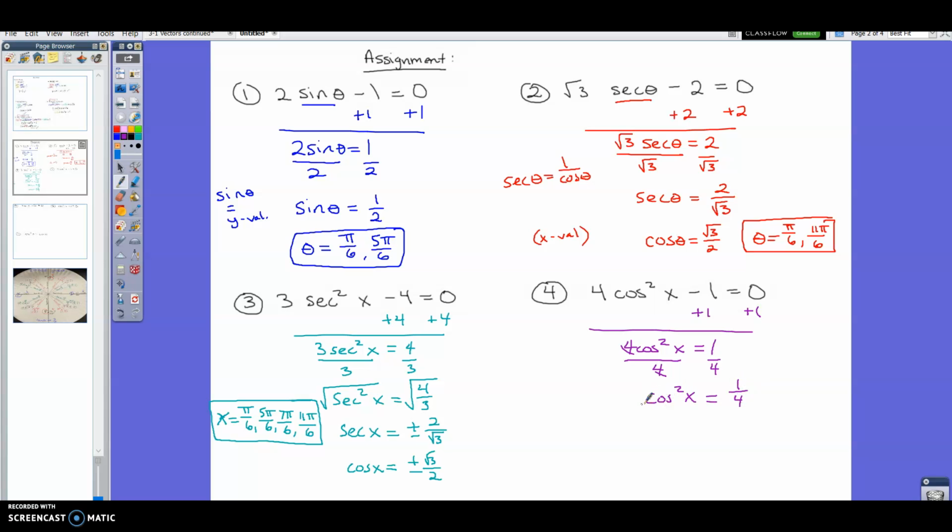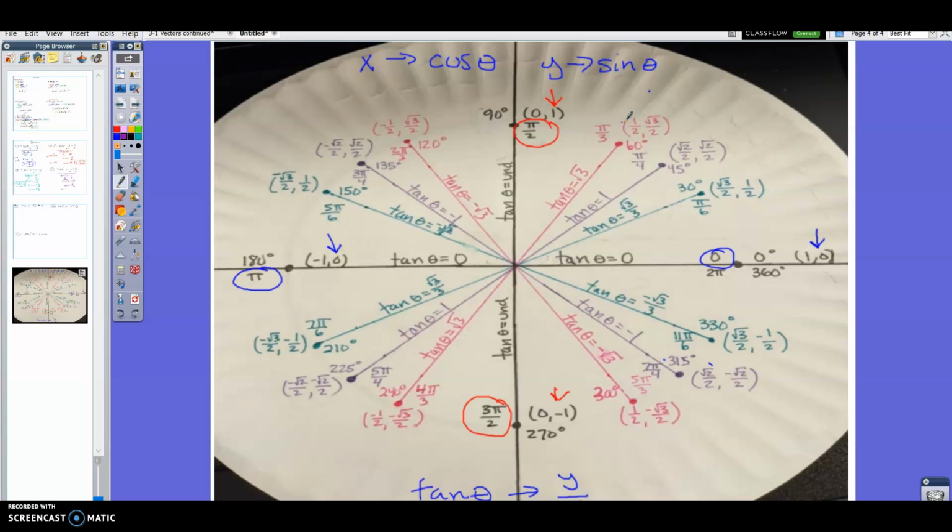Now we can't find cosine squared on our unit circle. We need it to be just cosine. So we've got to take the square root of both sides. On the left, we're left with cosine of x. And since we took the square root of both sides, we need a plus and minus. We can take the square root of the numerator, which is 1, and the square root of the denominator is 2. So we're looking for where we have x values equal to positive or negative 1/2. That happens here, pi over 3. Here's the negative 1/2 at 2 pi over 3. And notice the colors are all the same. So here 4 pi over 3 and 5 pi over 3. So those are our answers.